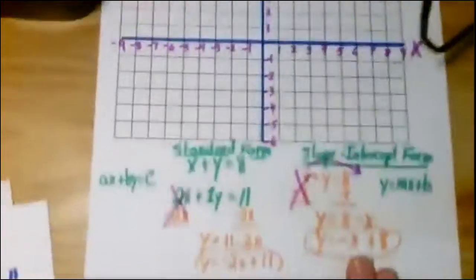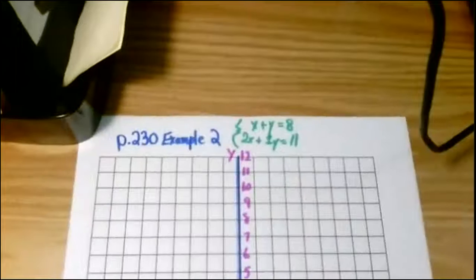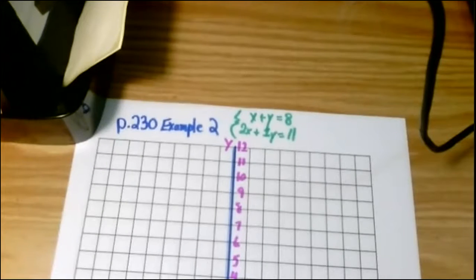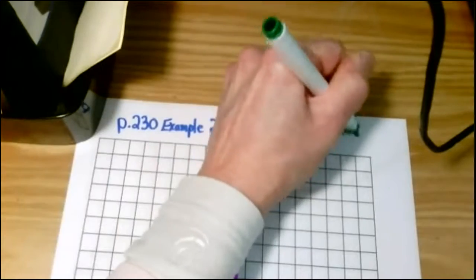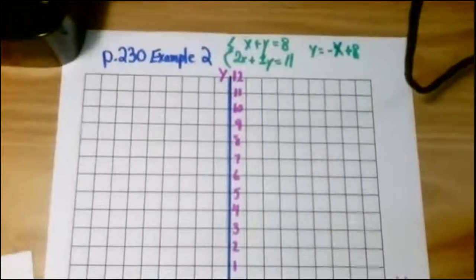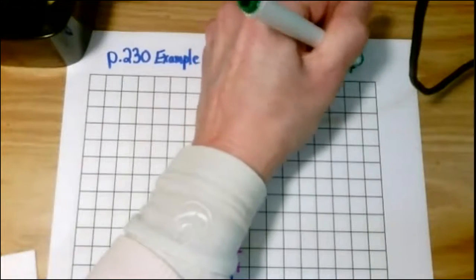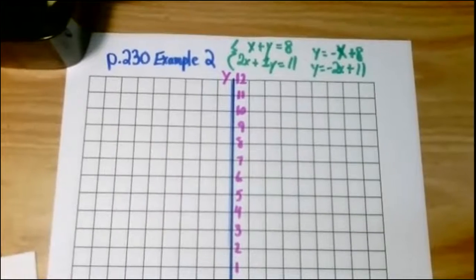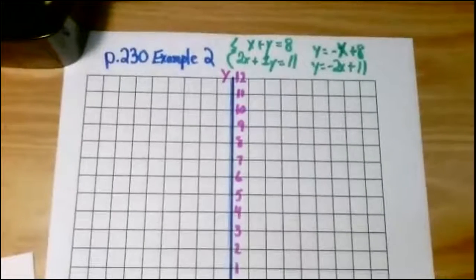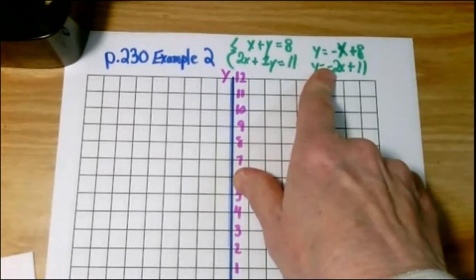I don't think there's any way to keep that on the screen, but I can rewrite it up here in slope-intercept form. Is really y equals negative x plus 8. I'm just going to rewrite it so you can see it. And then the other one turned out to be y equals negative 2x plus 11. So you can see, let me get this board out of the way, you can see that's the slope-intercept form, from standard form to slope-intercept form. So now we're going to graph them.